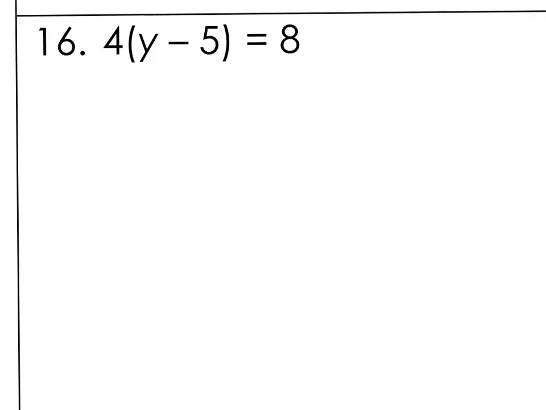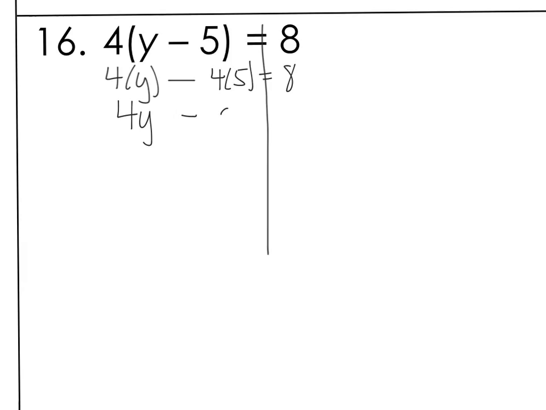Oh boy. Number 16 is a little bit more involved. You cannot just start getting the variable by itself. First, you're going to have to distribute the 4. 4 times y. Bring down the minus sign. It was here, now it's there. Times 4 times 5 equals 8. So 4y minus 20 equals 8.